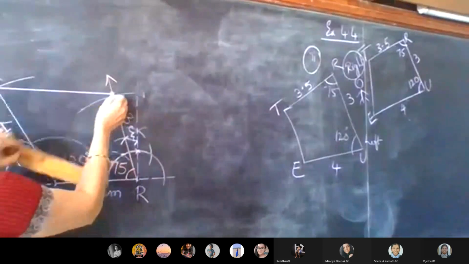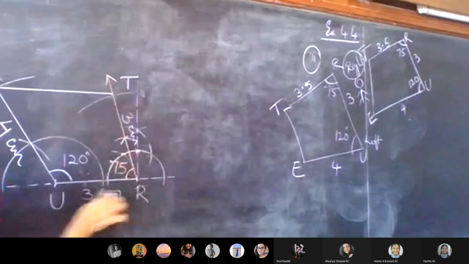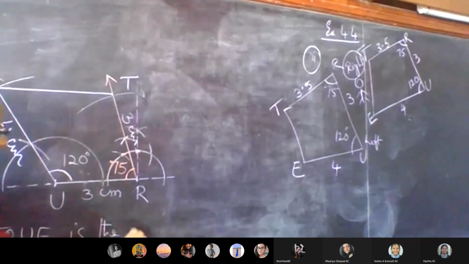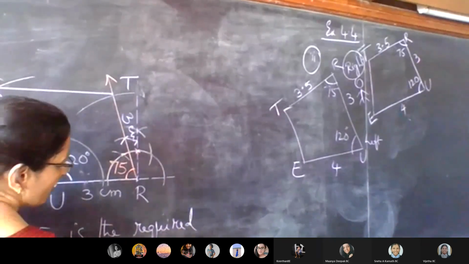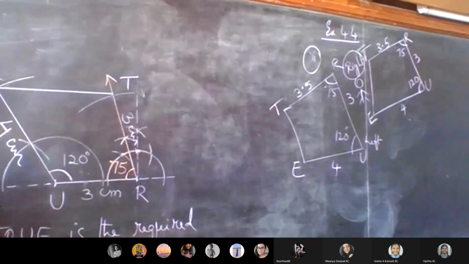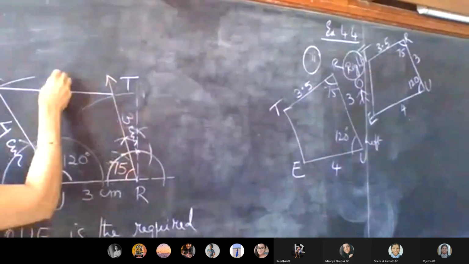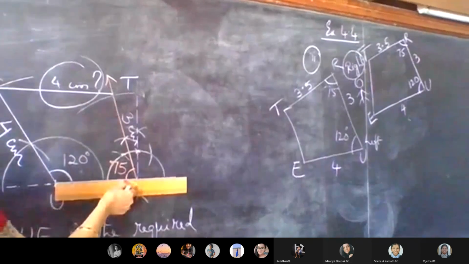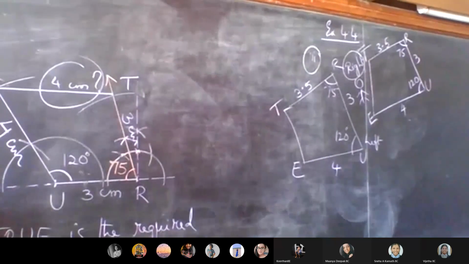Join this and this is E. This is T. T-R-U-E is the required quadrilateral. In case you measure side, then tell me how much you are getting. I think this is 4. Is it so? Check factor. I got it 4. Yes, ma'am, it's 4 centimeter. Correct 4. Okay.